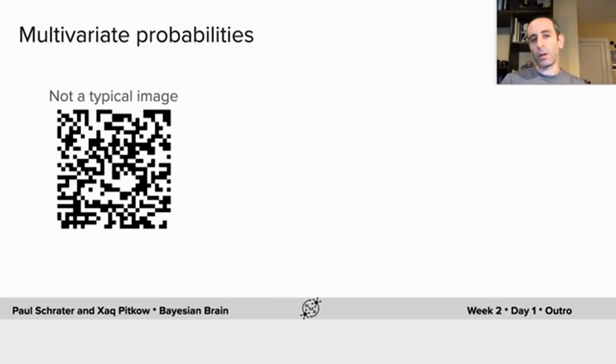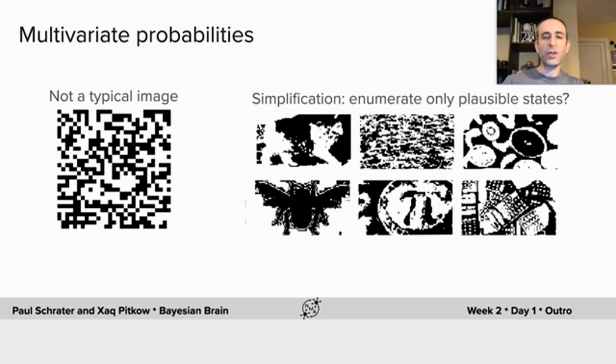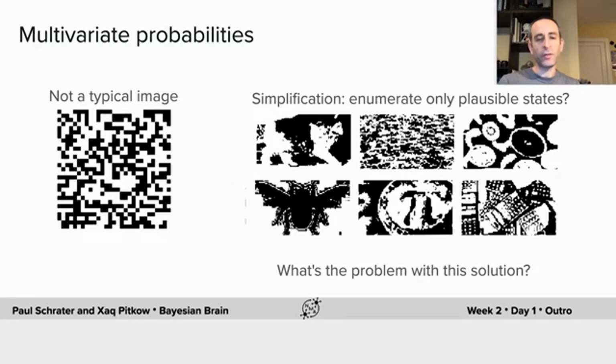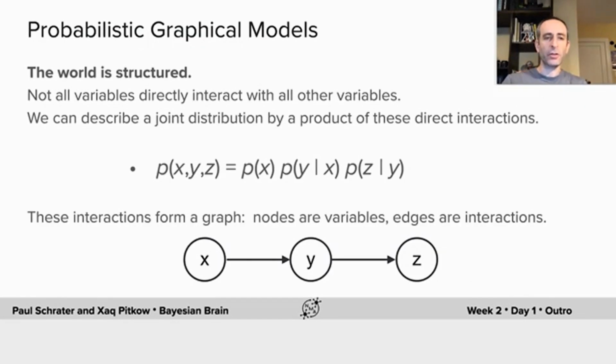How can we simplify? Well, if we're considering all possible images, we can exclude images like this one, which is just not typical and not interesting. What if we just enumerate only plausible states, only plausible images? Is that possible? Is that a workable way of simplifying the space of probabilities? What might be the problem with this solution? Think about that for a few seconds. The problem is there are far too many possible images in the world, even if you simplify to only natural ones. We need more.